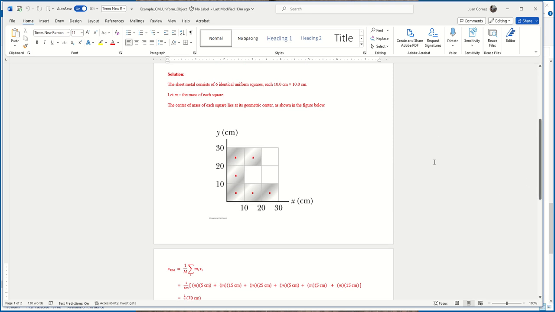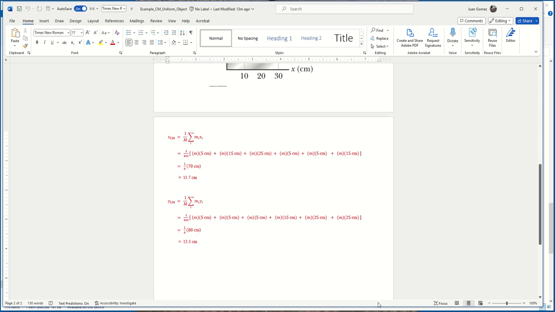Again, we're dealing with uniform objects, and this sheet metal consists of 6 identical, uniform squares, and so the CM of each square is indicated by those red dots. And when we talk about the xi's and the yi's, they're the coordinates of the individual CMs of these red dots. And that's it. And so that's the answer.